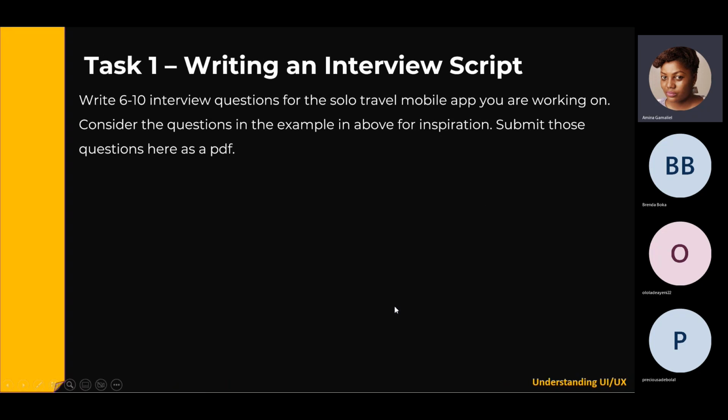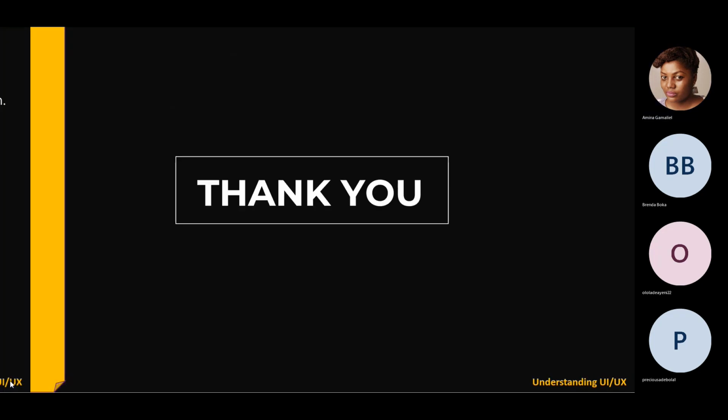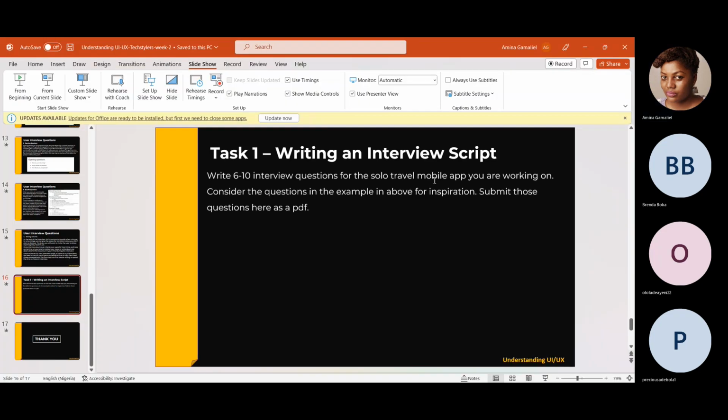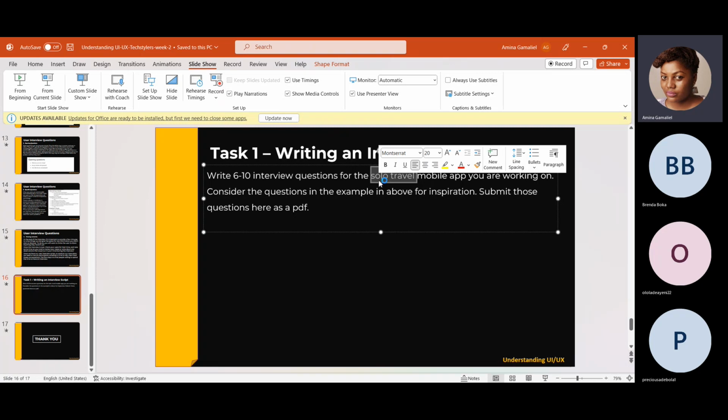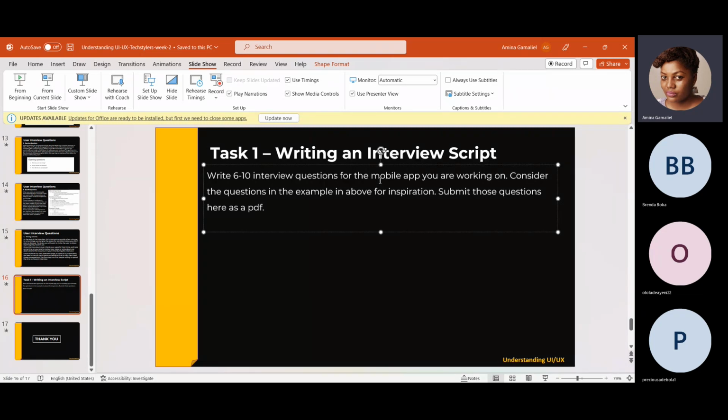Okay, so moving on. Our first task, remember we said every week we're going to give a task. And it is that task that will form your portfolio, your first portfolio. I'm going to be showing you what a portfolio looks like in a bit. Your first task now is to write an interview script. Write 6 to 10 interview questions for your food app. Oh, I made a mistake here. Let me just quickly correct this. Don't mind me. I was giving you this from my last project, so I didn't correct it. Okay, so for your food mobile app.